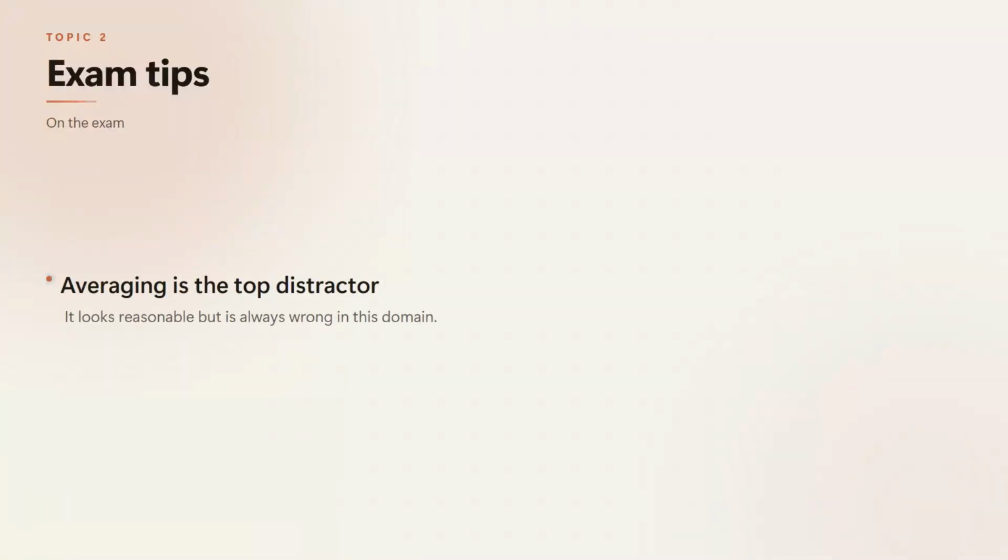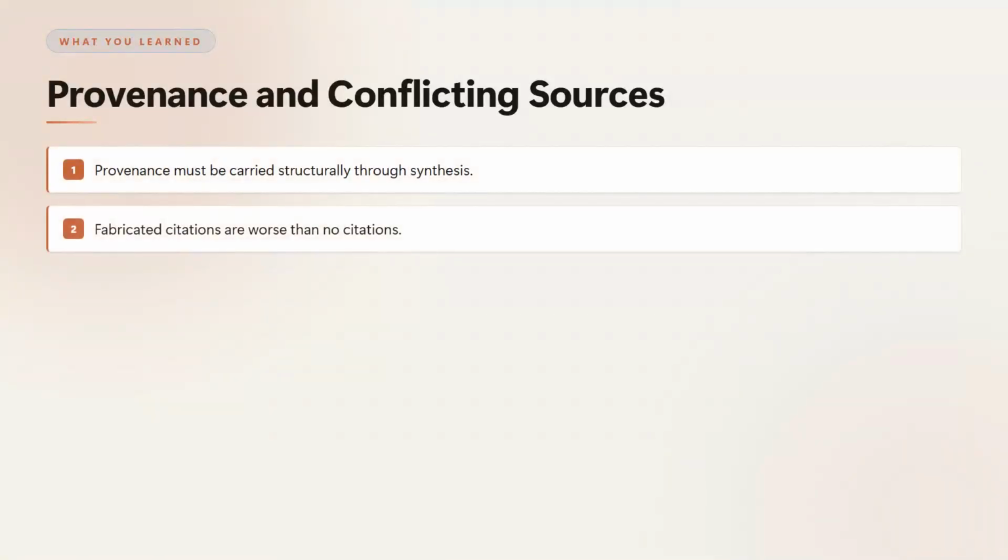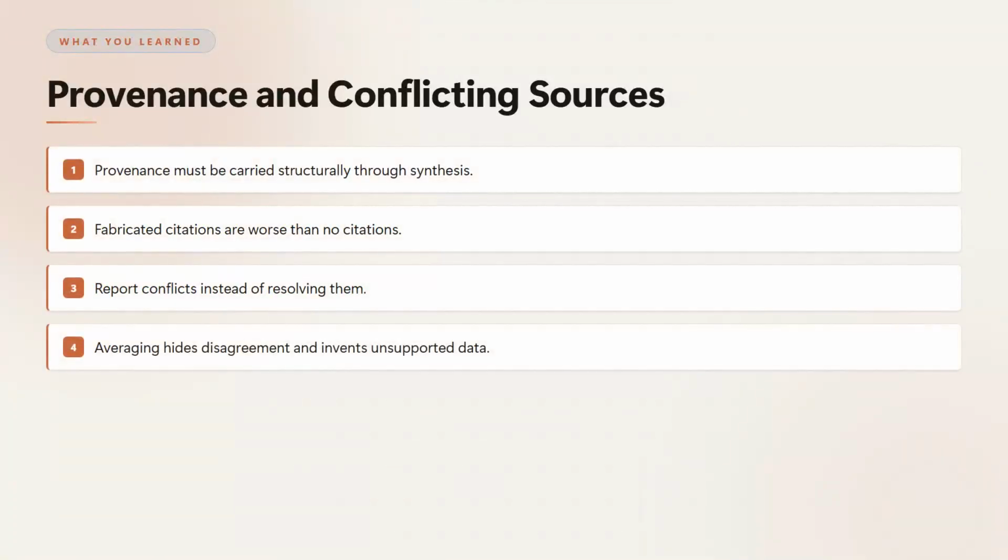In the exam, the most common distractor is averaging two conflicting figures. It feels safe and mathematical, but the exam guide explicitly says to annotate the conflict rather than arbitrarily selecting one value. Another trap is picking the more recent source without checking whether the two sources even measure the same thing. Always check for definitional or temporal differences before you treat a discrepancy as a conflict. So remember, carry provenance structurally, or you risk fabricating citations. When sources conflict, report the conflict, never average, because that hides the real story.